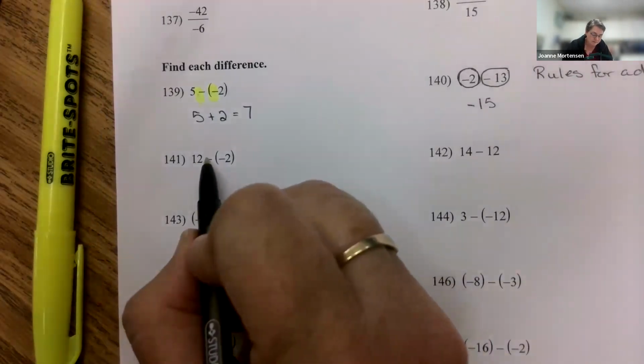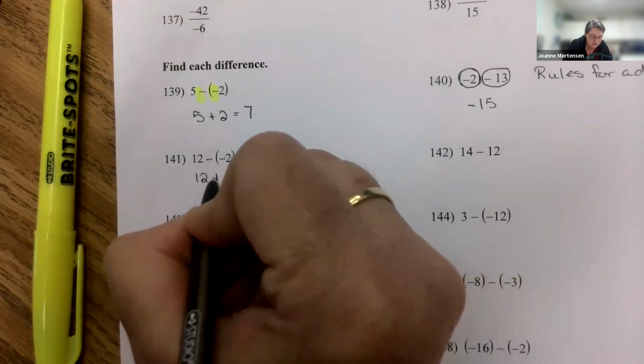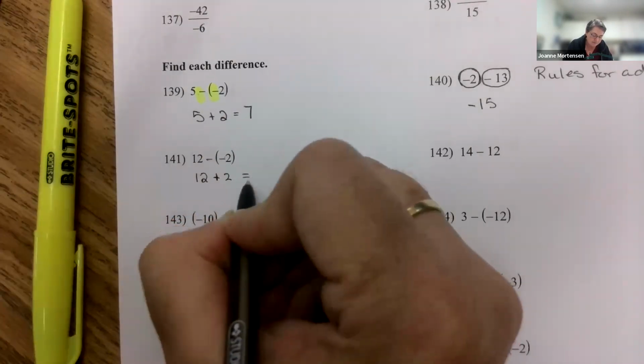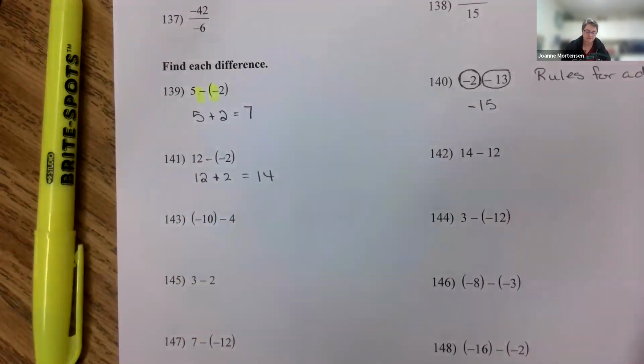All right, oh, double sign. 12, two negatives make positive. Those are both positive. We already know how to do that. There we go.